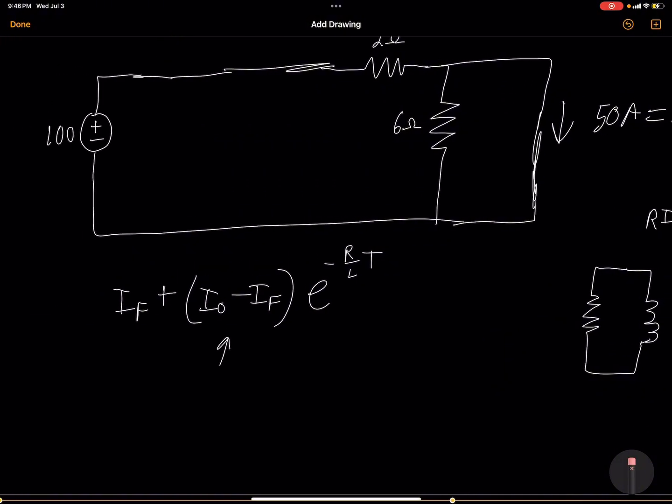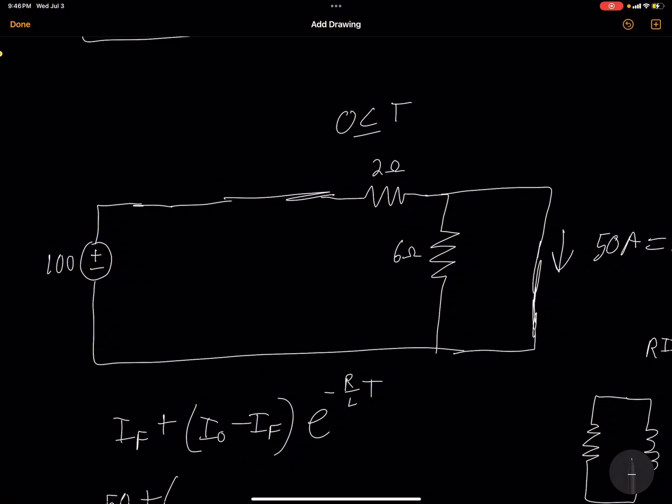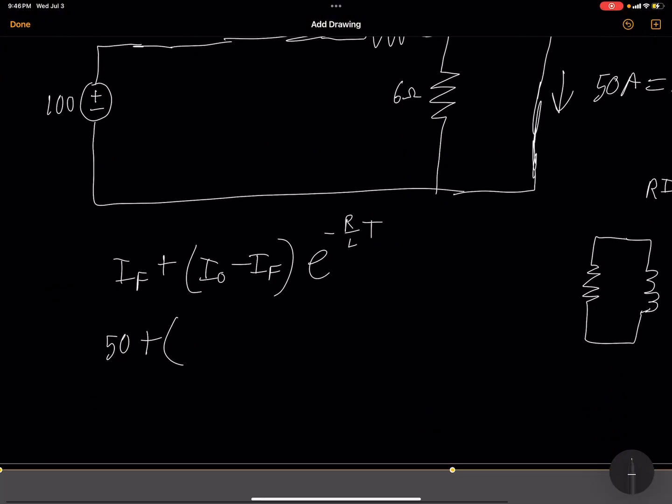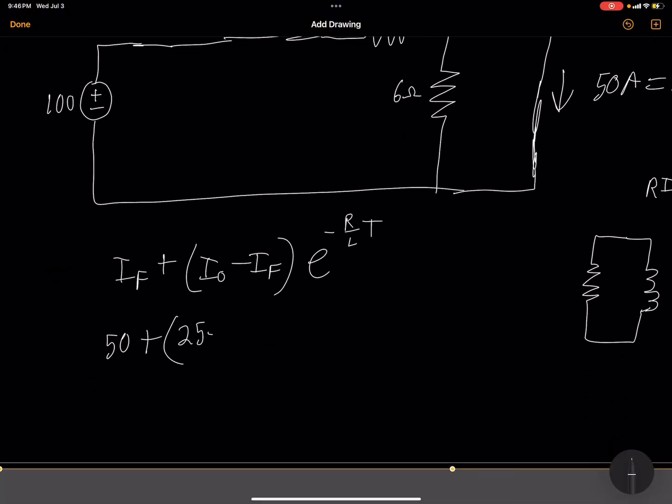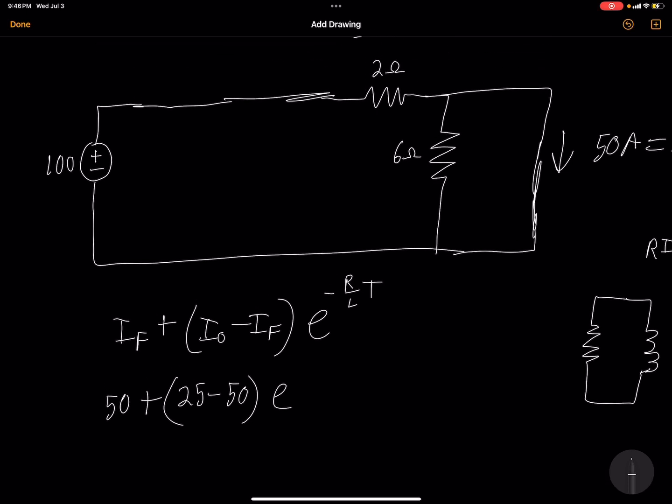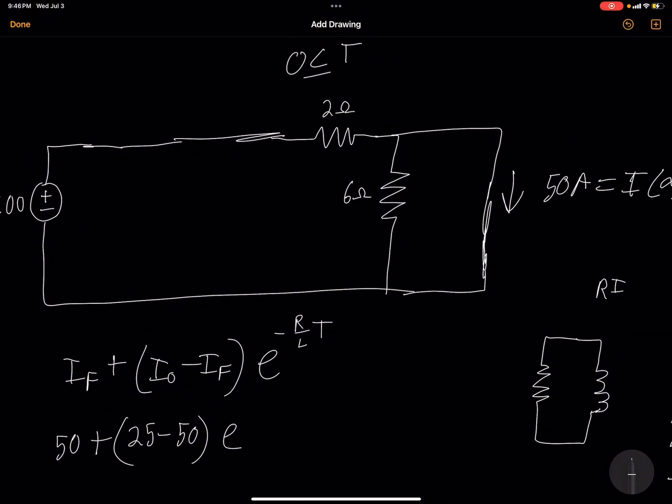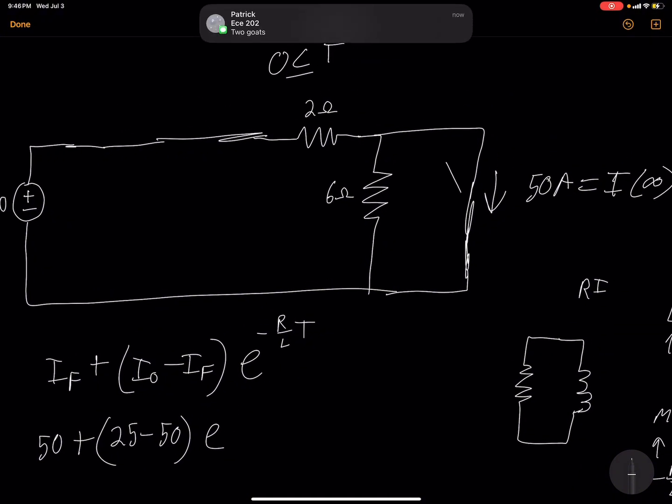Now we need to plug everything in. So I final we know is 50, plus I naught. What is I naught? 25. 25 minus 50, E to the what? R over L. Well, what is R? We need to find the equivalent resistance seen by this inductor right now. This inductor is located here as it changed.